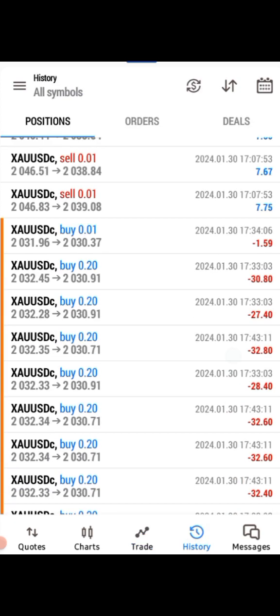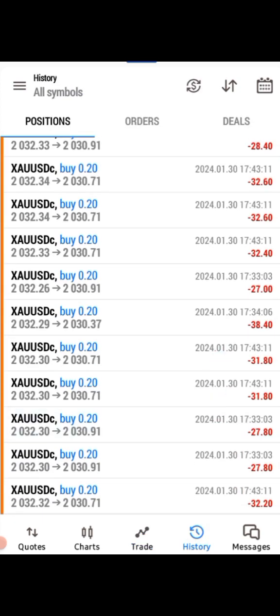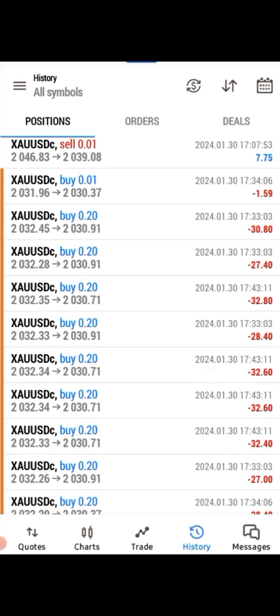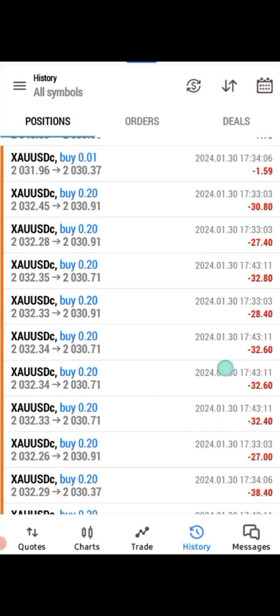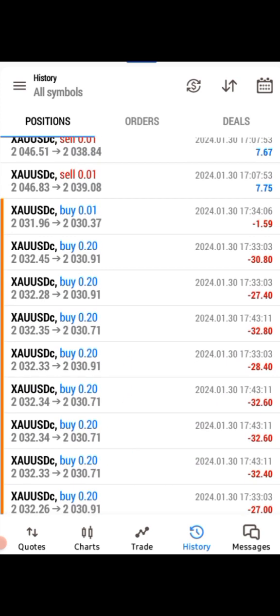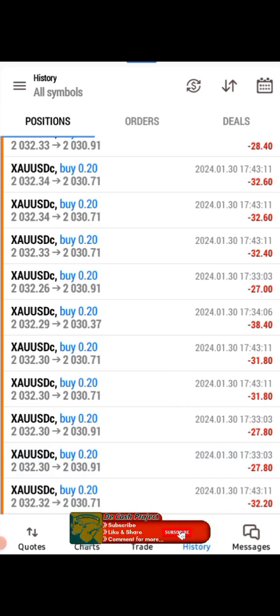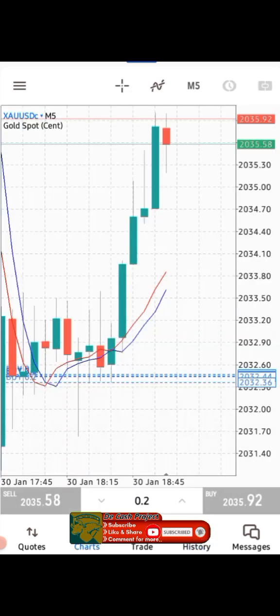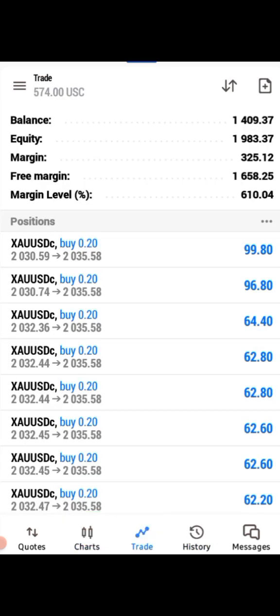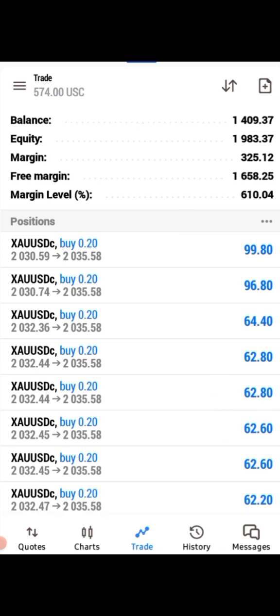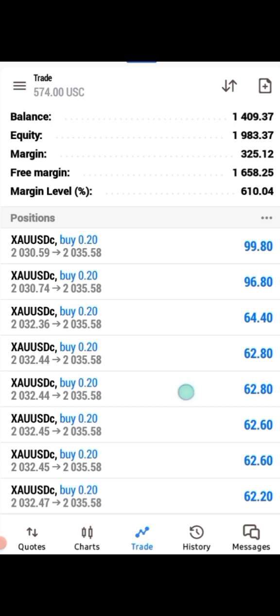if you check the history, you can see 1 2 3 4 5 6 7 8 9 10 11 12 13 14 here. You can see about 14 entries running in loss. They all hit my stop loss. So if these 14 entries were still running alongside these other ones that are running in 60 something dollars, you would have probably been making close to or more than $1,000 by now.